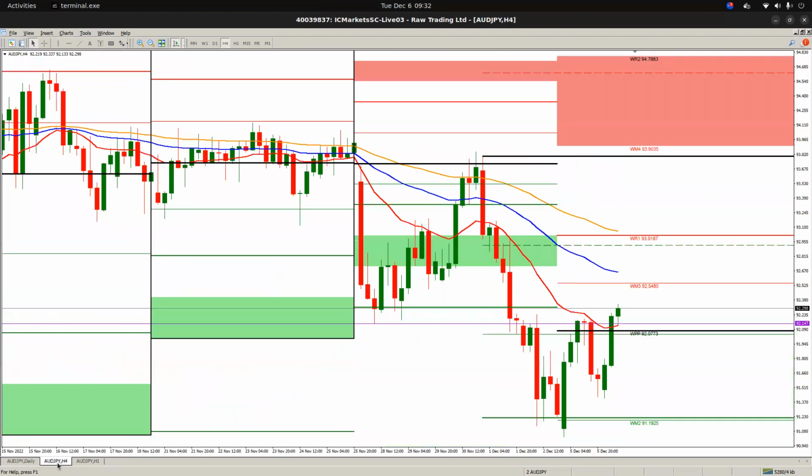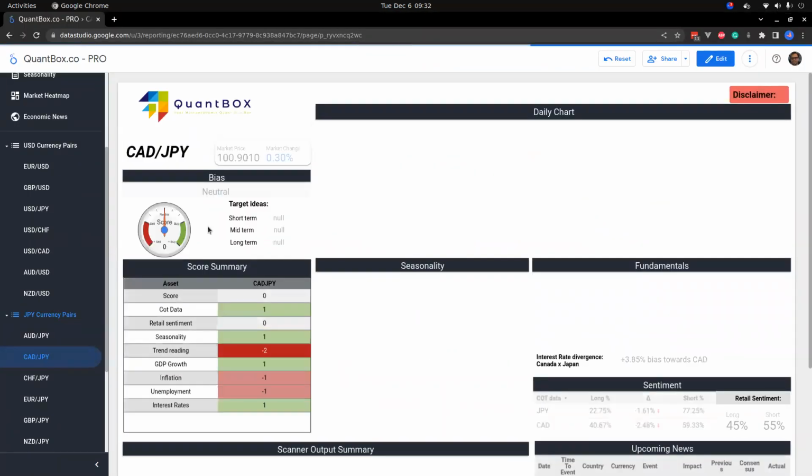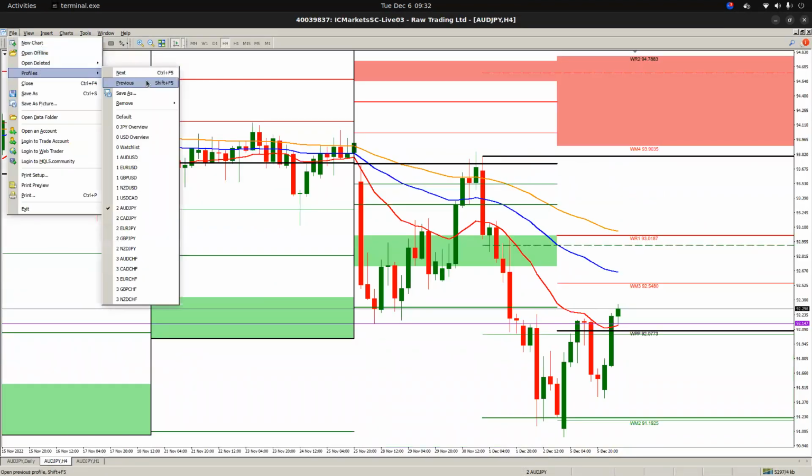In terms of bullishness, do you have a role reversal? No, you don't. Okay, well then, do we trade this? No. CAD yen, neutral. Okay, cool. CAD yen neutral. Let's take a look. Now, what's interesting is look at the CAD.